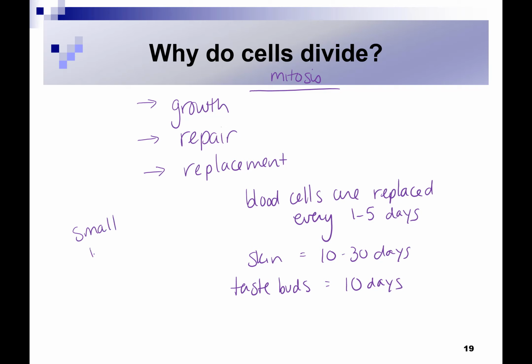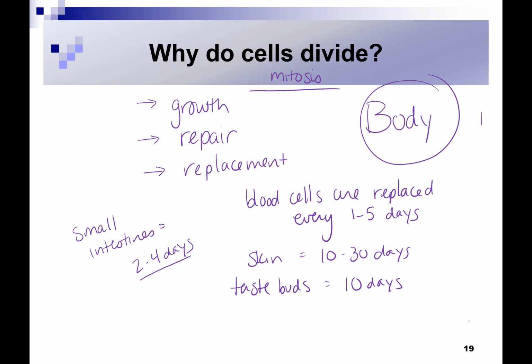Your small intestines, because they work so hard, they get damaged every 2 to 4 days. You've got a new small intestine layer. Pretty amazing. So all of the cells in your body are dividing by mitosis. Once you became a fertilized egg with sperm, a little zygote, you underwent mitosis, mitosis, mitosis, mitosis. Okay.